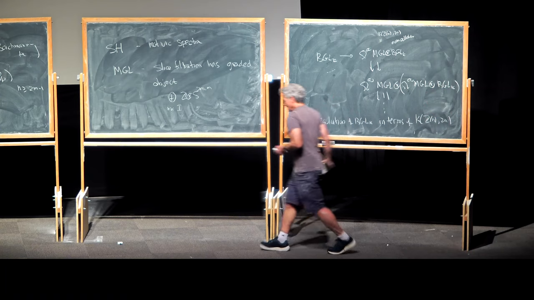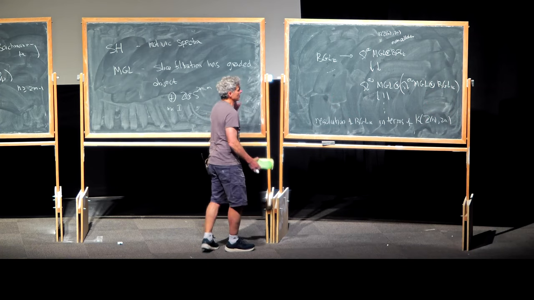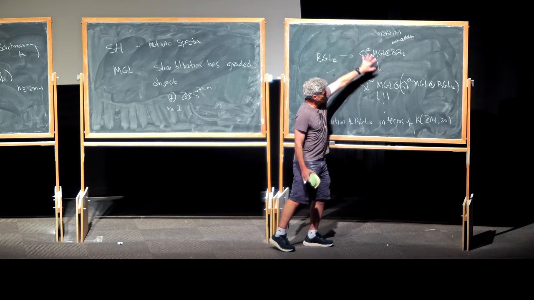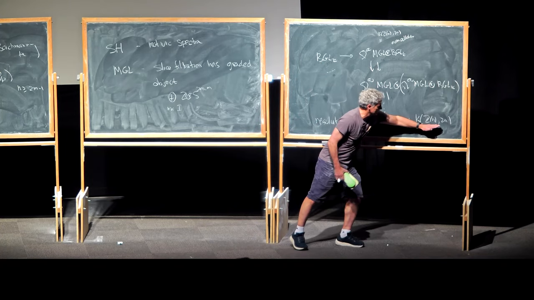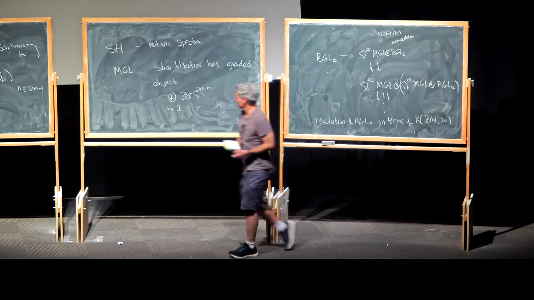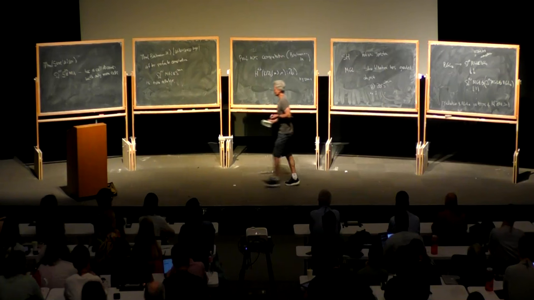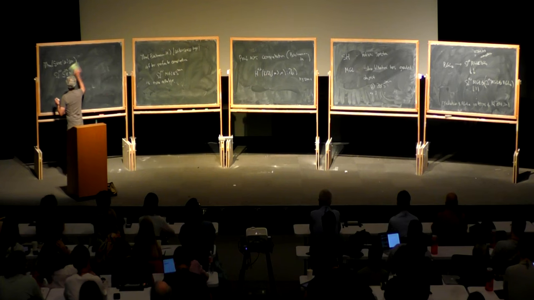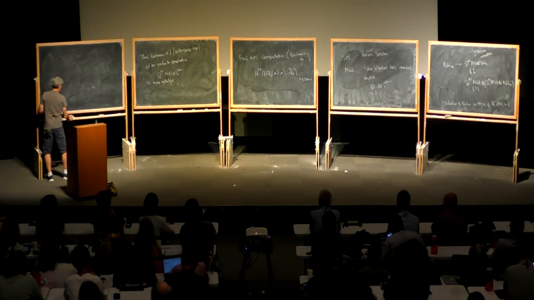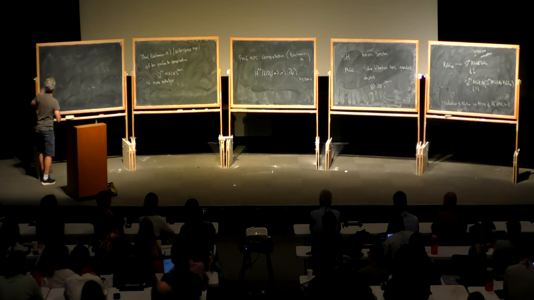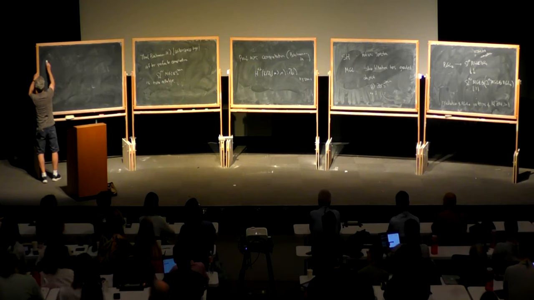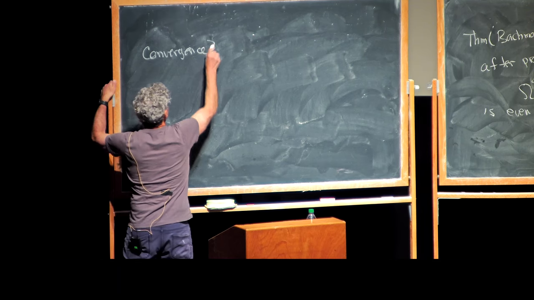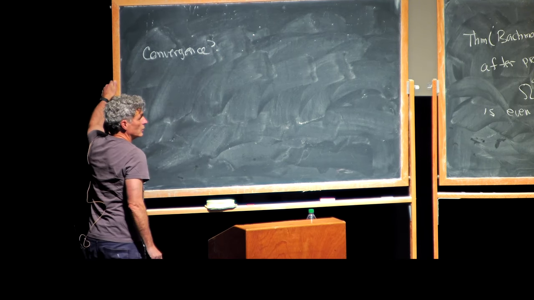But now we want to know that's good for computing. We'd like to know we could calculate maps into here by mapping into all of these things, which ultimately is given by maps into these Eilenberg-MacLane spaces. And so we need to know that this process converges. So we would need to know convergence.